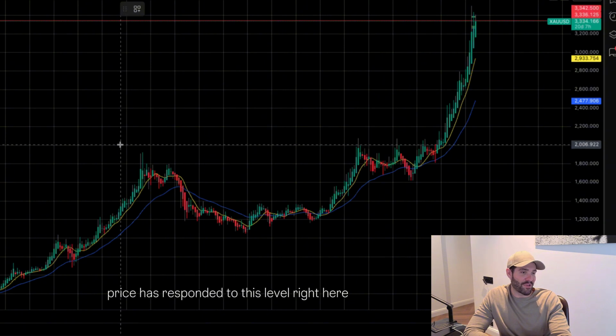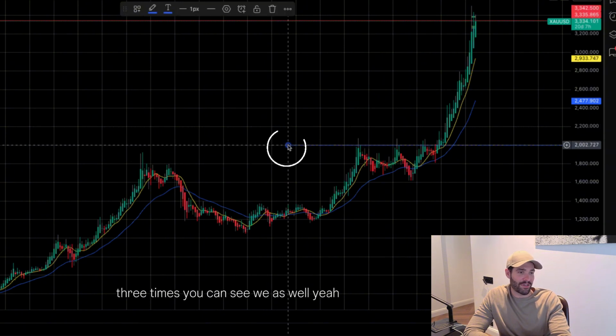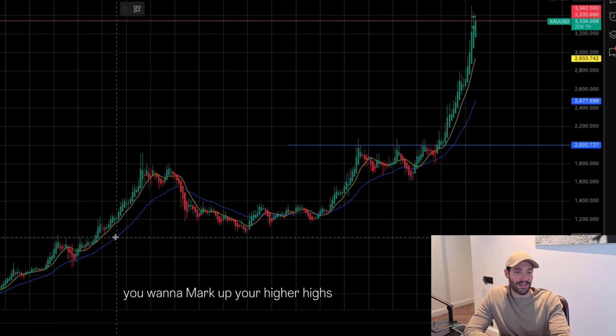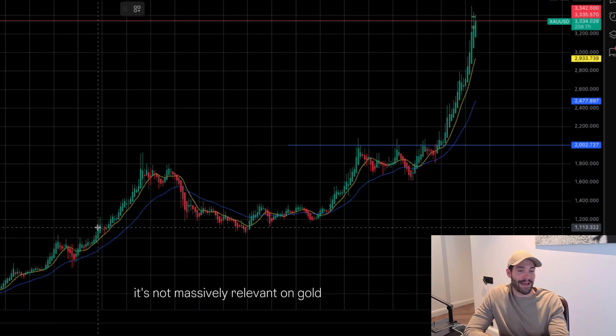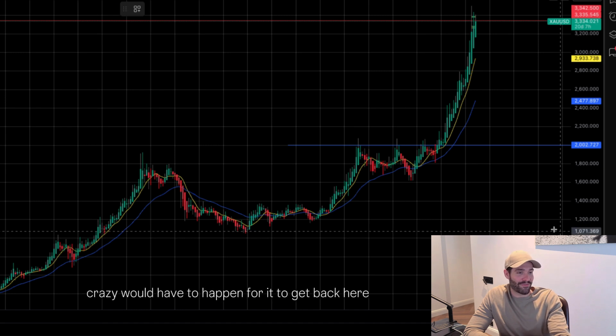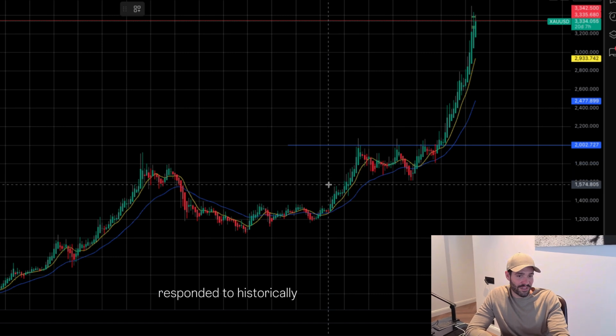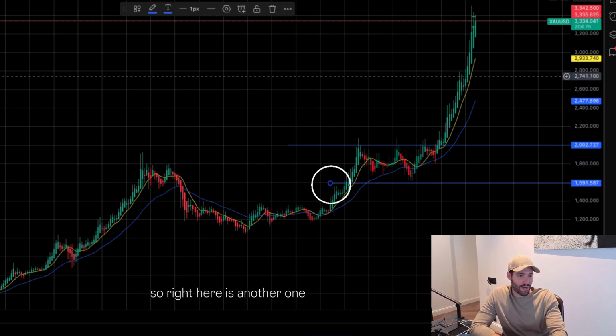So straight away we can see price has responded to this level right here 3 times. You can see as well, you want to mark up your higher highs and your higher lows. Again, it's not massively relevant on gold because something crazy would have to happen for it to get back here, but you just want to mark out where price has responded to historically. So right here is another one.